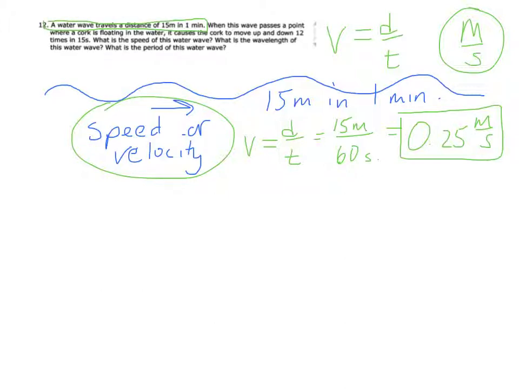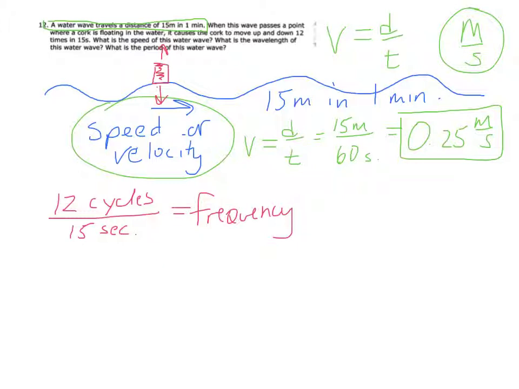The next part says something about passing a point, and there's a cork floating up and down in the water. So you can picture like a little cork sitting on top of this water wave, and it's moving down and it's moving up. And it bobs up and down 12 times in 15 seconds. So it has 12 cycles in 15 seconds. So what does that sound like? That is a frequency.